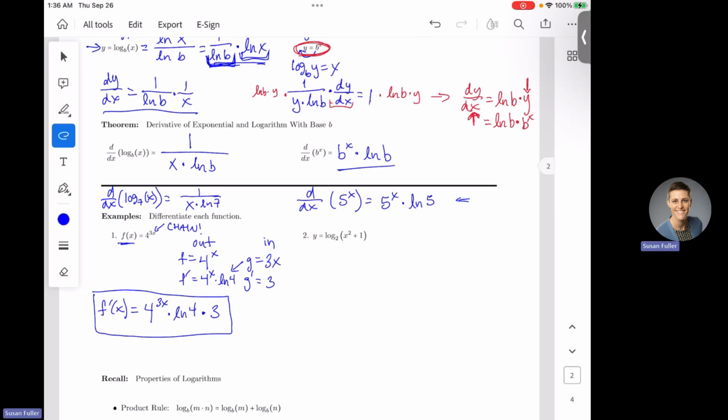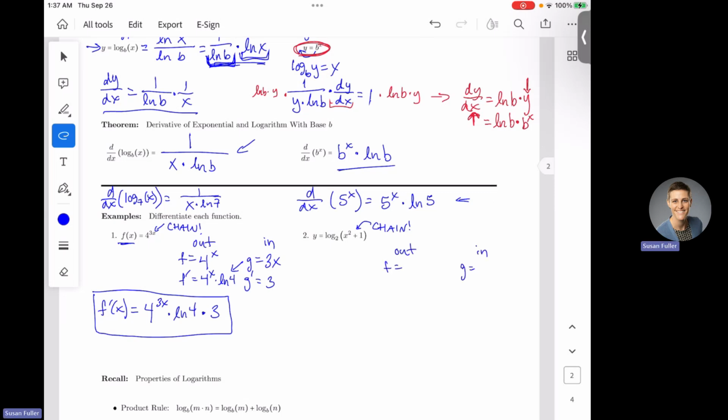All right, how are we going to do the derivative of y equals log base 2 of x squared plus 1? Well, I know how to do the derivative of log base 2 of x. We just got that one. But I don't know how to do log base 2 of x squared plus 1. This is log base 2 of some stuff. That's a chain rule. So we're going to do the chain rule.